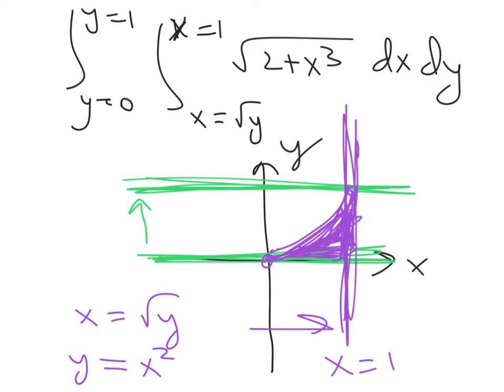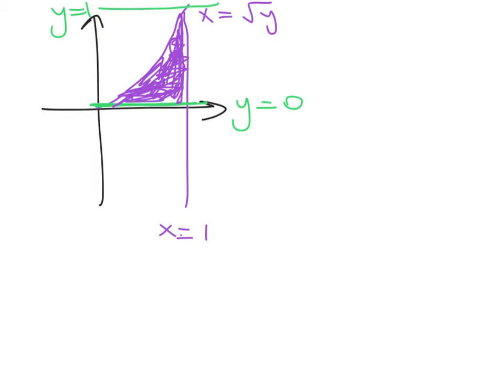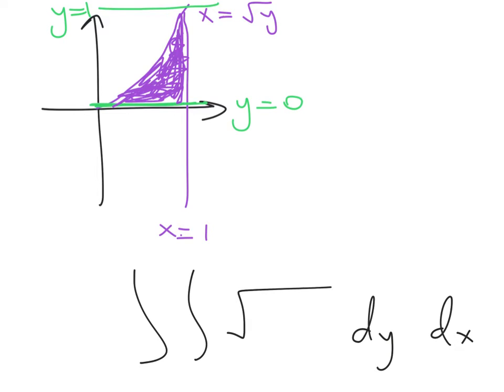That's our region R. In my original integral, I was moving in x first and then in y. And so if I'm changing the order of integration, I'm going to move in y first and then in x. And when I move in y, I move from a lower limit to an upper limit. So in this case, the lower limit, at no matter what point in x I'm starting at, is definitely 0. So I'm going to draw my inner and outer, and it's going to be dy and then dx. And my integrand is unchanged, so it's still the square root of 2 plus x cubed.